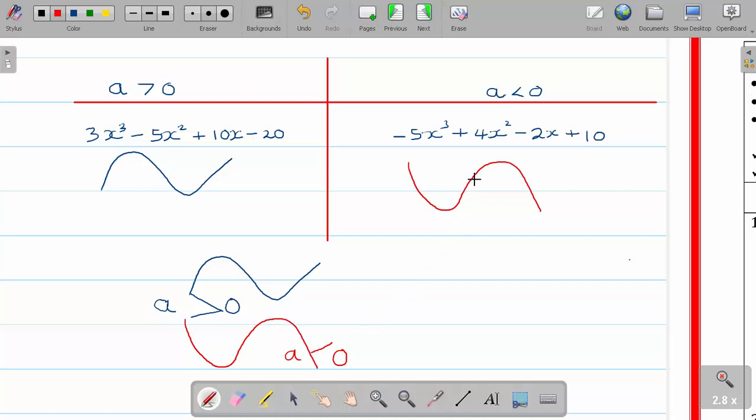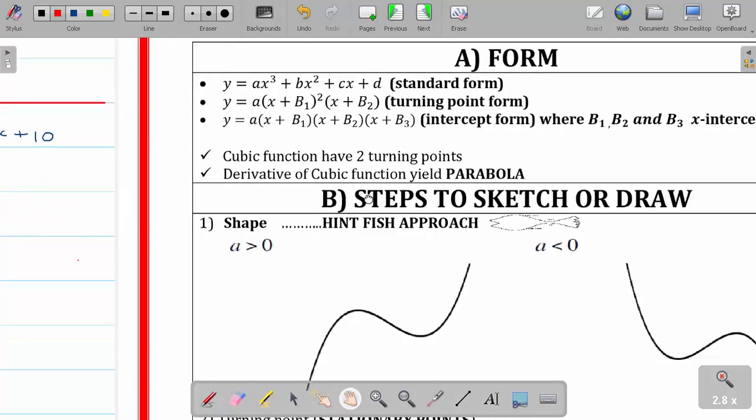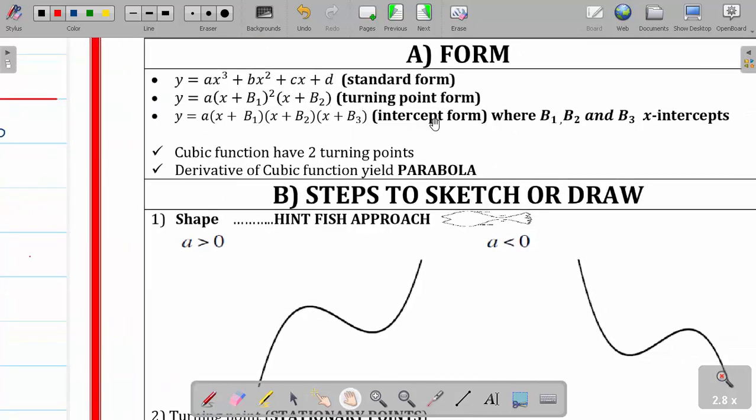Okay. All right. Now let us look at how we solve the cubic equations. First of all, what are the cubic equations? Now a cubic function again has what we call two turning points, or can have only one point of inflection, like we saw where it is ever increasing or ever decreasing. Also note that the derivative of a cubic function yields a parabola, which we're going to see in our next video.